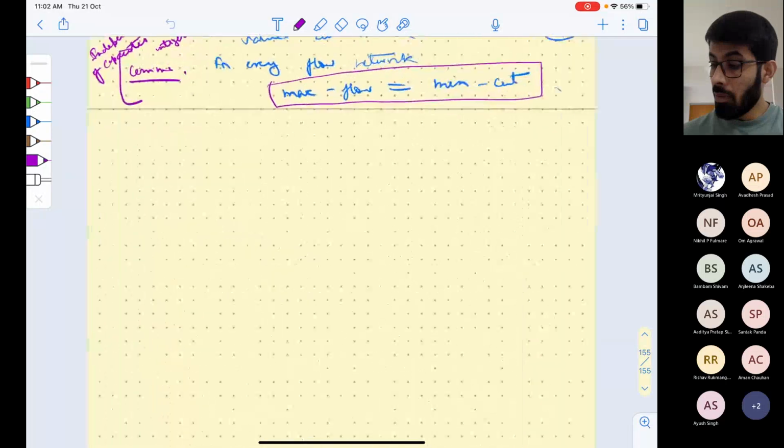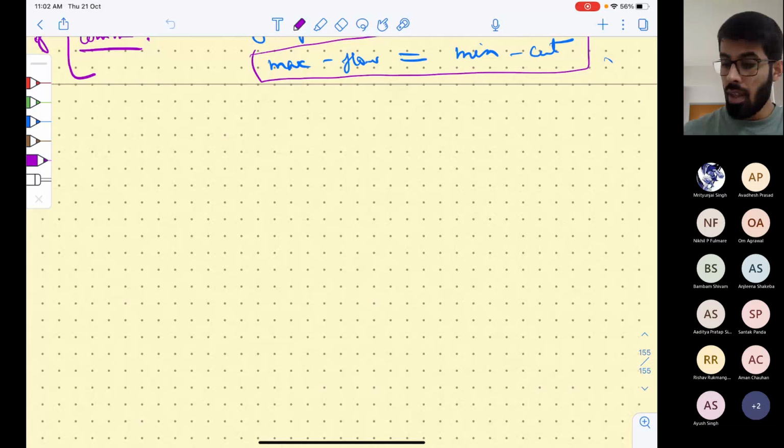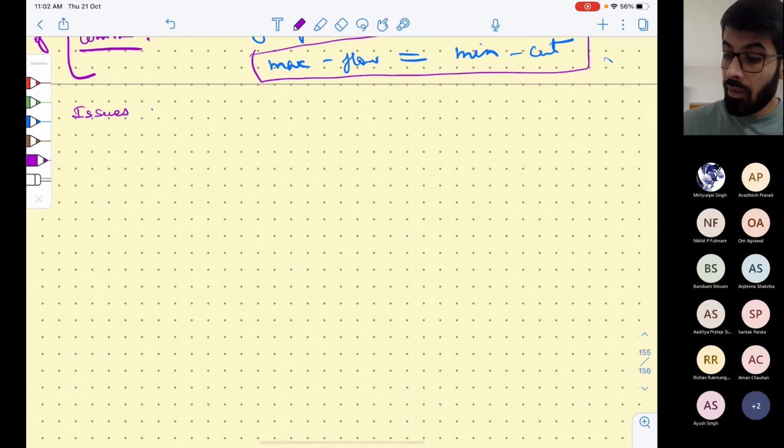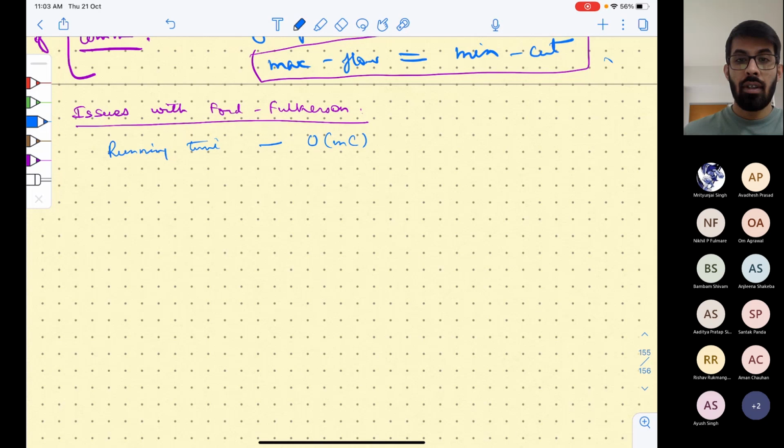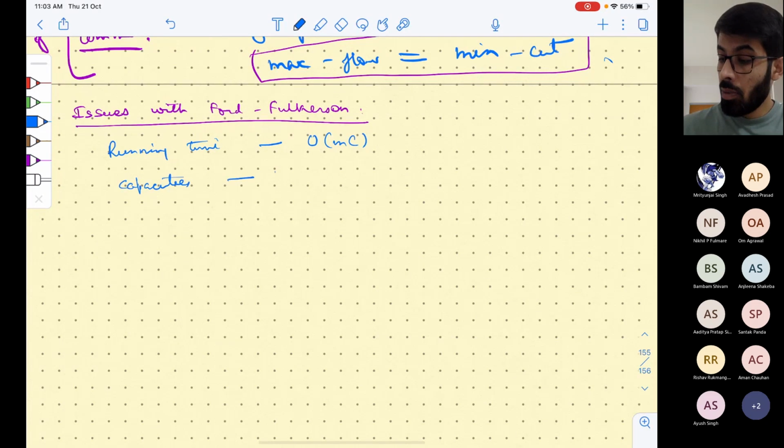But then we were talking about some things in the end. So let's go through those issues, let's say. So what is the running time? The running time is order MC. We had seen that. And also we wanted the capacities to be integers. So this for now we'll not worry about. So let's keep it the same. But let's look at the running time, order MC.